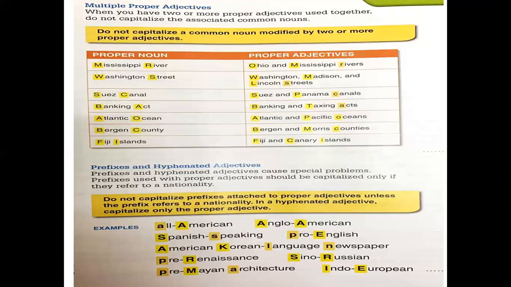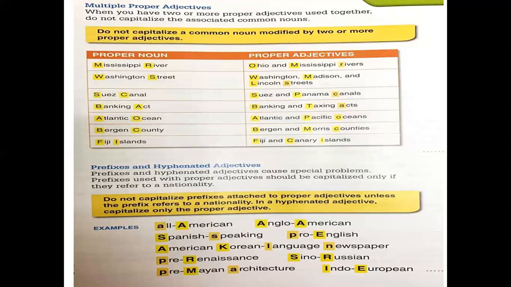For example, all-American. American is a proper adjective, so we capitalize American. Anglo-American, now both of them are proper adjectives, so we have capitalized both.